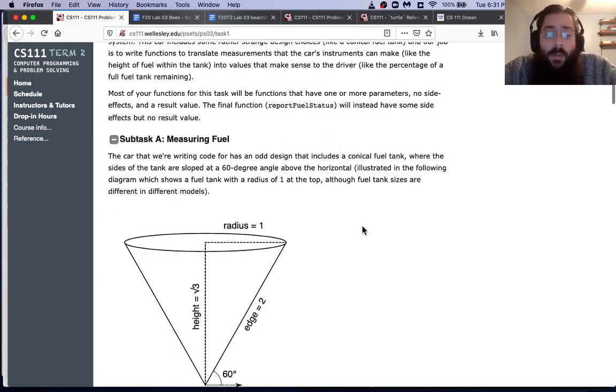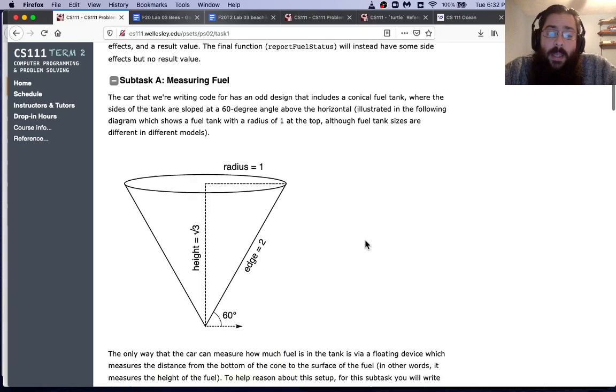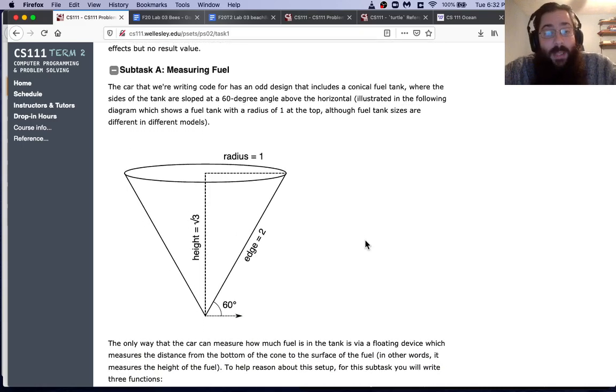To make the fuel part interesting, we say that there's a conical fuel tank. It's not very realistic, but that's what we say. So the fuel tank in the car is this cone shape with the pointy end pointing down, so the fuel can drain out from the bottom very easily. And we have a diagram here. The fuel tank has a 60-degree angle for this cone from the horizontal. So the sides of the cone are pretty steep.